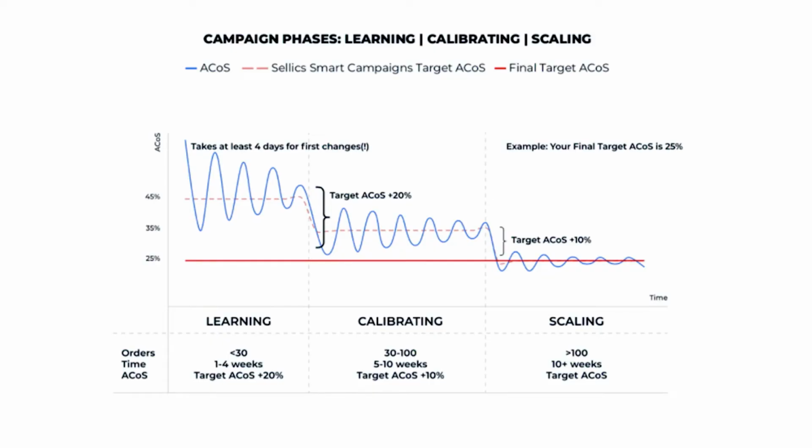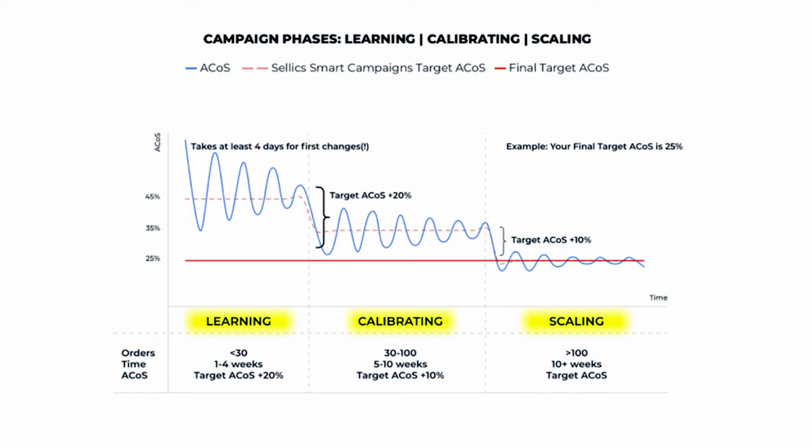Before we dive into those 3 phases though, it's important to note that you won't see any changes inside your campaigns for at least 4 days. These smart campaigns need to gather data in order to make decisions upon, and so you need to be patient in that first period to wait that amount of time just to start seeing any changes. But then once you do, we're going to dive into these 3 phases of the smart campaigns. These 3 phases are learning, calibrating, and scaling.